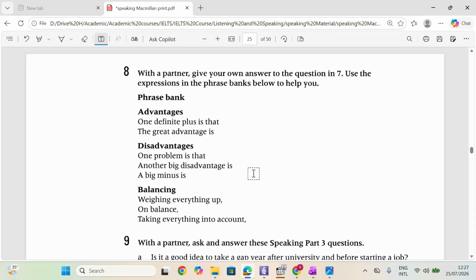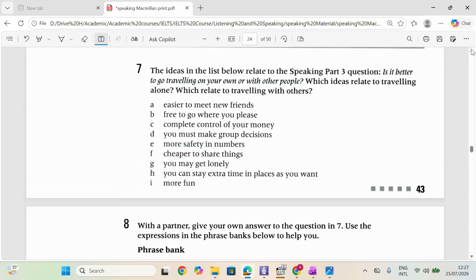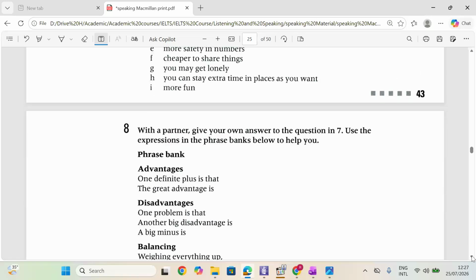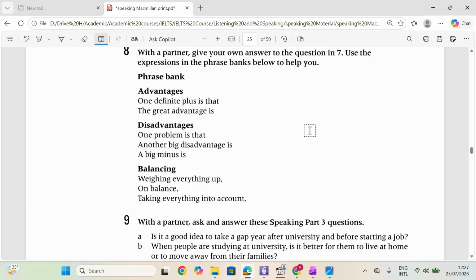Can we see the first exercise 7? Exercise 7 was: is it better to go traveling on your own or with other people? Yes, thank you. And that's the structure of the talk.